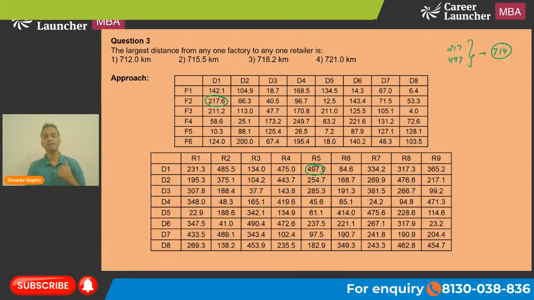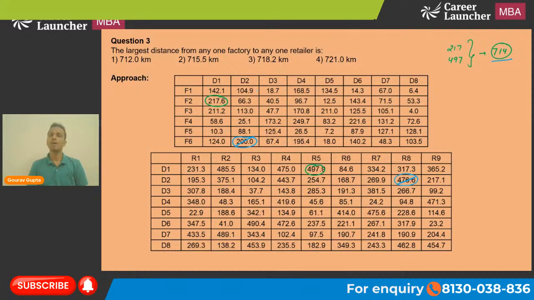So if I send my goods through depot number 2, irrespective of the factory or the retailer, for depot number 2 the maximum number is 200. And for depot number 2 in the second table, the maximum number is 476. Now the sum of these two, 200 and 476, is 676, which is not bigger than 714. So I'll not look at these two numbers. I'll not go via D2.